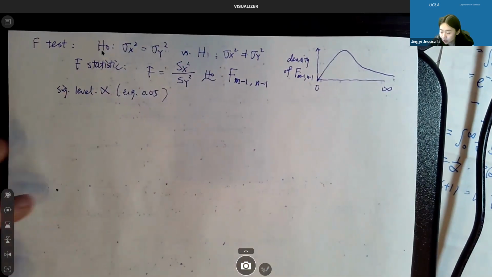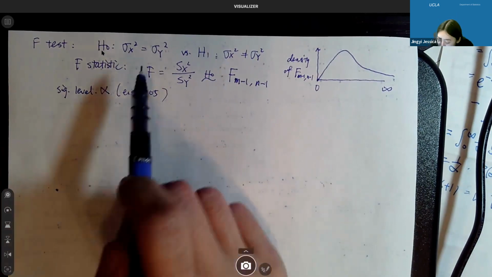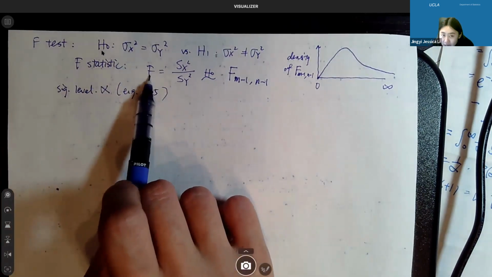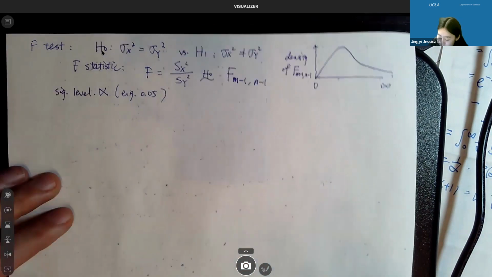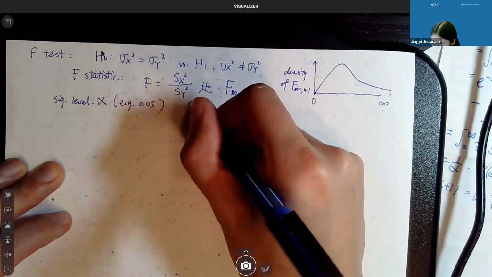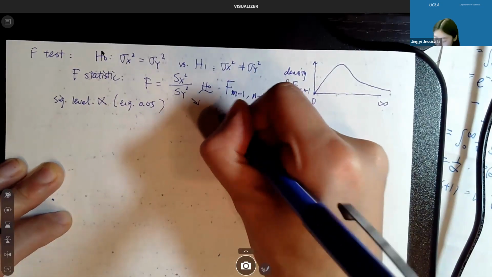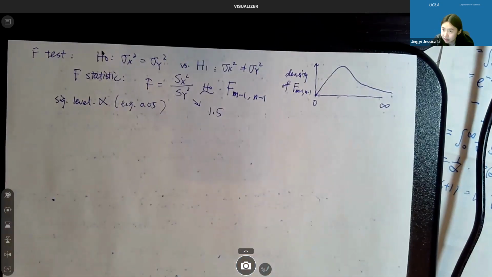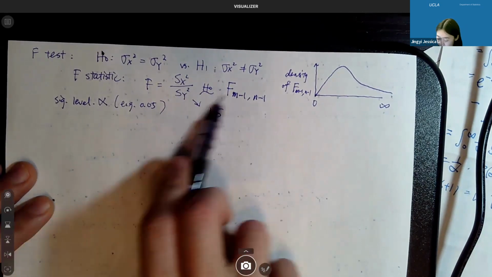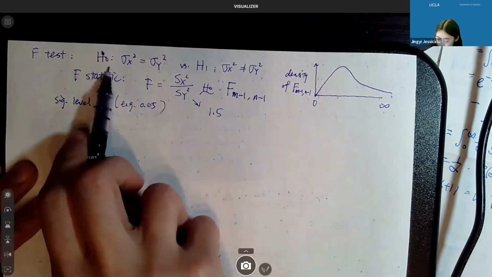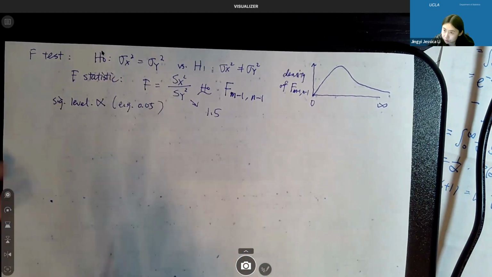How do you compute a p-value based on the observed value, the realization of this F? Let's say this ratio takes value 1.5 in our sample. In this case, under the null, the ratio should be very close to 1.